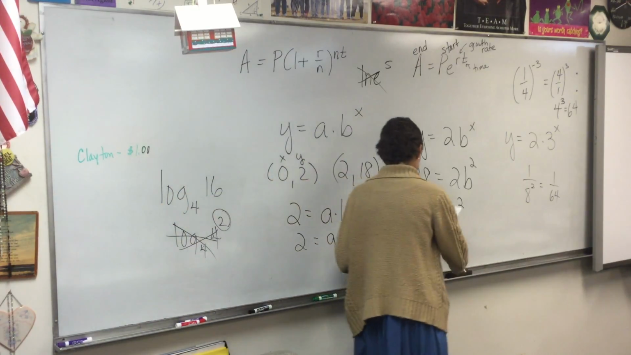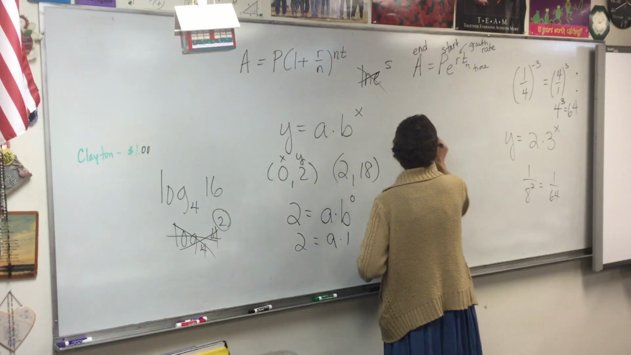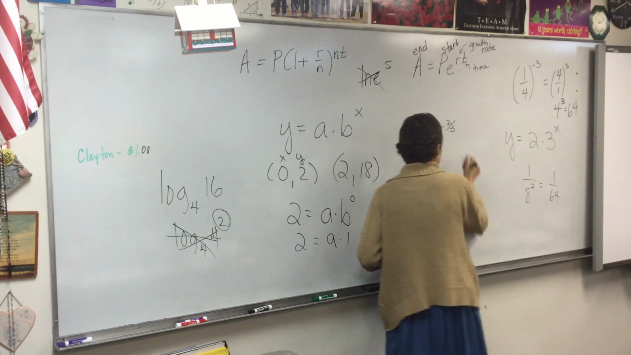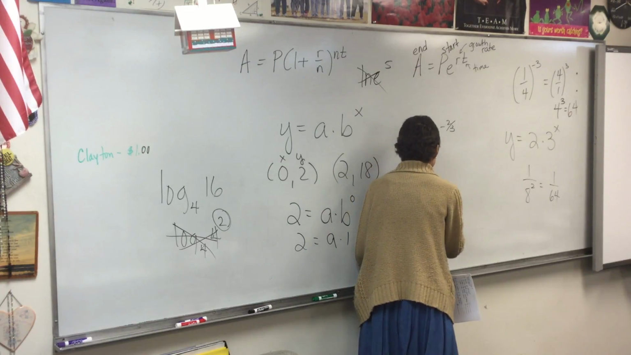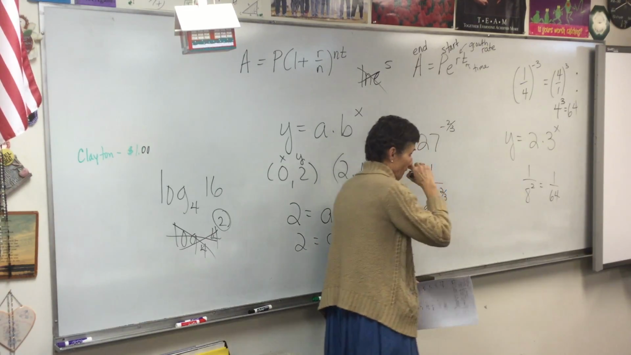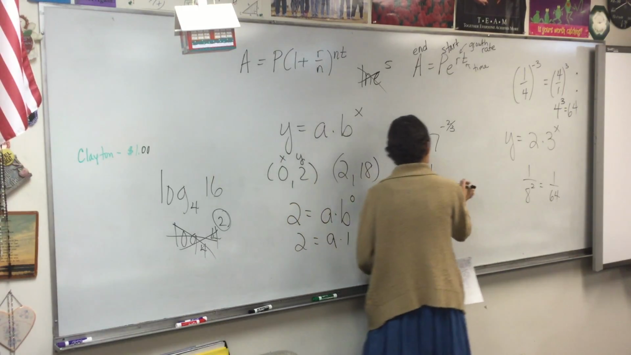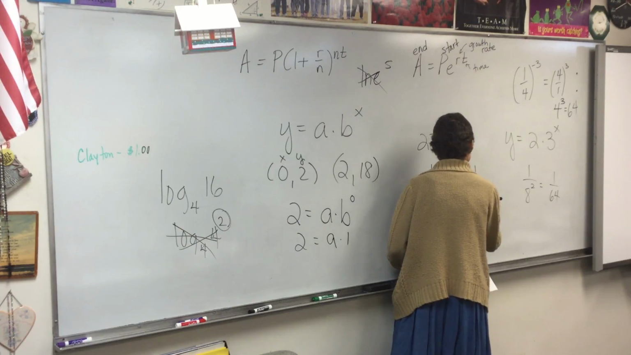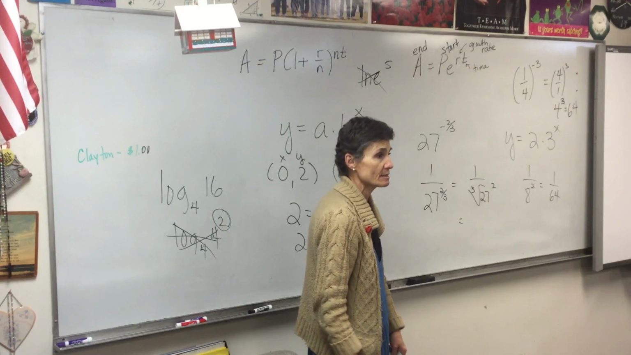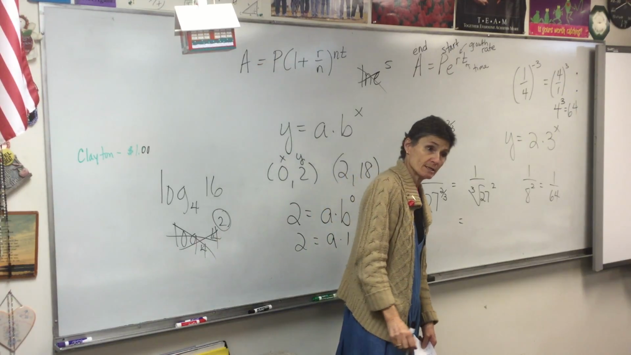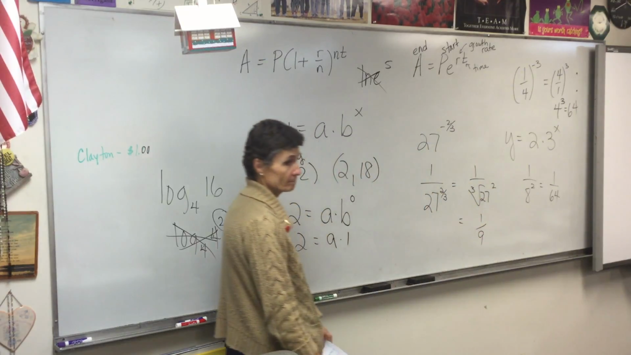Here's another quiz question. 27 to the negative 2/3. Step 1, don't get ahead of yourselves. 1 over 27 to the 2/3. What does that mean? So 1 over the cube root of 27 squared. The cube root of 27 is 3, squared is 9. 1 over 9. Kervin, you keep it up there? Good.